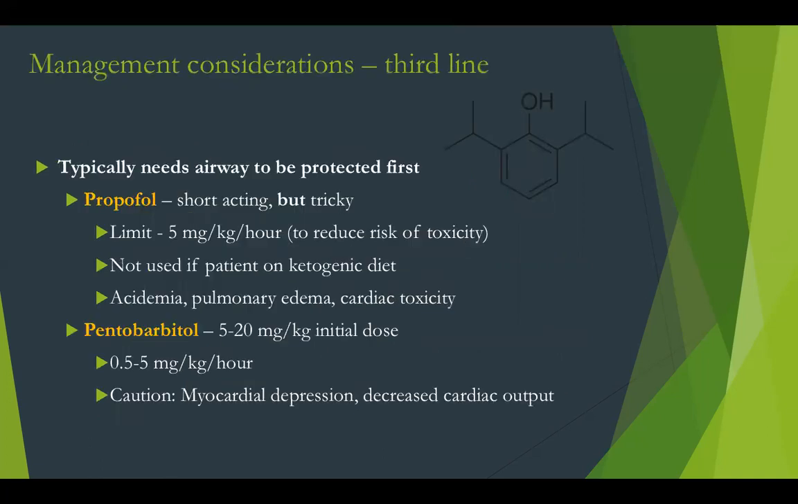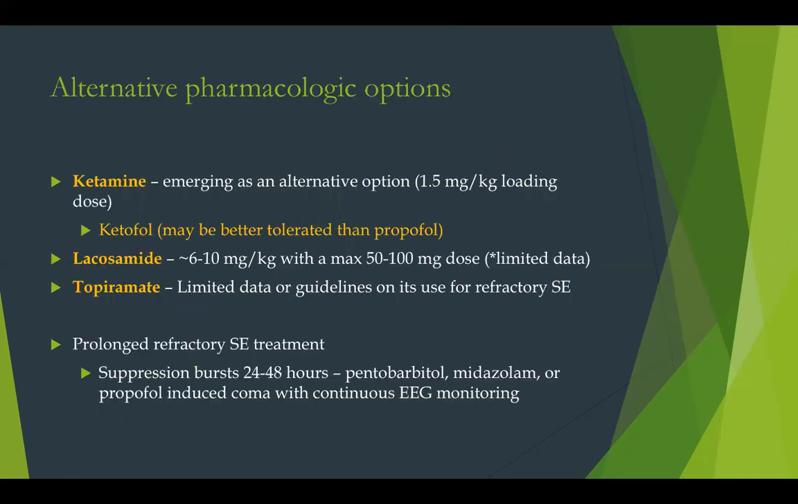The third lines, which usually require airway to be protected, are propofol and pentobarb. I have used pentobarb myself a few times, and that's initially the pentobarb coma, which you give an initial dose and then you have to go ongoing dose. Remember, myocardial depression and decreased cardiac output with pentobarb requires this really to be done in an intensive care setting. Same thing with propofol, acidemia and pulmonary edema to be concerned with. So it's a great drug, propofol, but remember, again, it has to be done in very intensive care type settings in terms of observation.